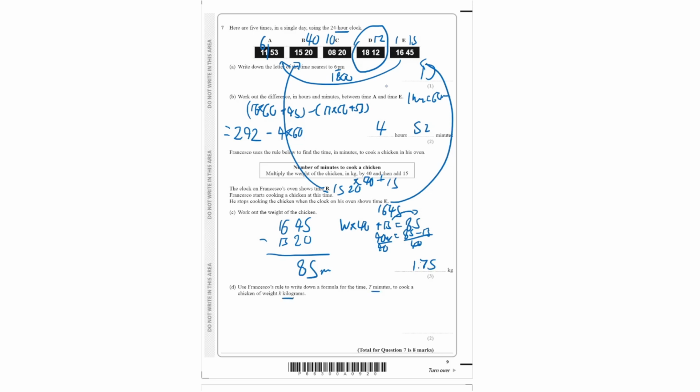Use Francesco's rule to write down a formula in time t minutes to cook a chicken of weight k kilograms. So we use the same formula, but instead of writing a value, we simply write the variable k, then we times it by 40, and then we add 15. This gives us t. Now we can simplify 40 times k to 40k, plus 15 is equal to t. And then we can write here t is equal to 40k plus 15.